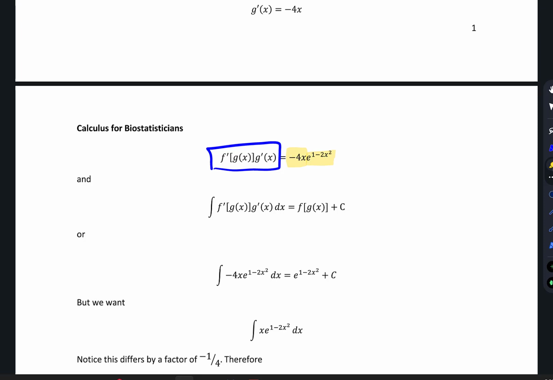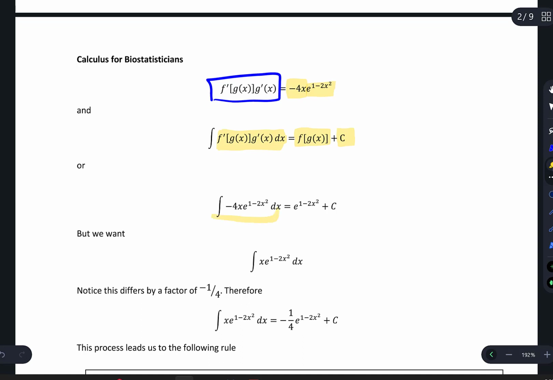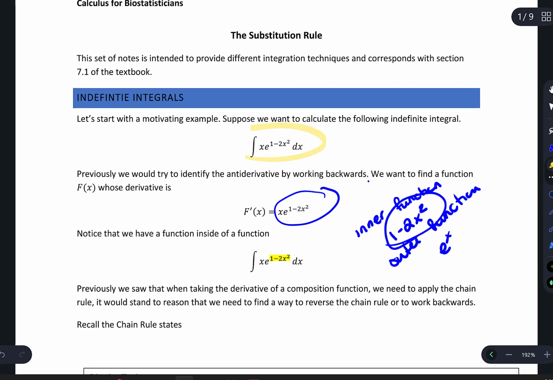Notice, again, by the chain rule, if we were to integrate this derivative, we should get back to the original function plus c. Plugging in what we have up above, the integral of negative 4x e to the 1 minus 2x squared dx is equal to e to the 1 minus 2x squared plus c. But notice this is not the integral that we want. This is the integral that we want. And just as a reminder, that was what we started out with in this example.